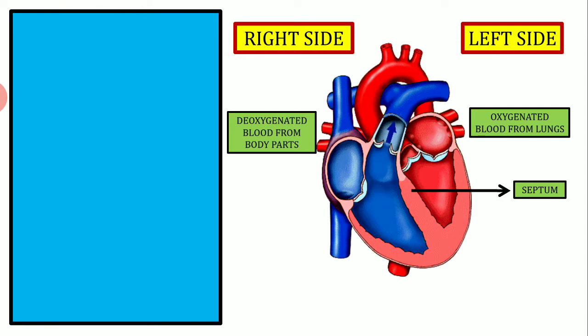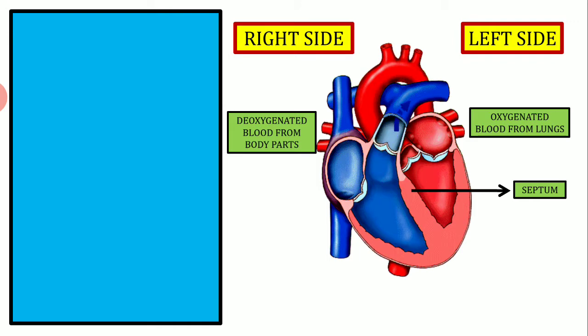Here in the diagram given, you can see a heart, and the heart is divided into two parts, the right side and the left side. A heart is four-chambered, as you know, with the presence of two auricles and two ventricles. The right side of the heart carries the deoxygenated blood, that is the carbon dioxide rich blood, from the body parts to the lungs, and the left side of the heart carries the oxygenated blood, that is the oxygen rich blood, from the lungs to the different body parts.